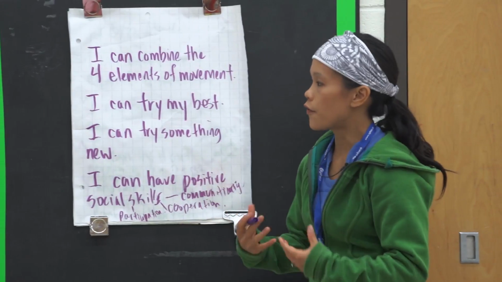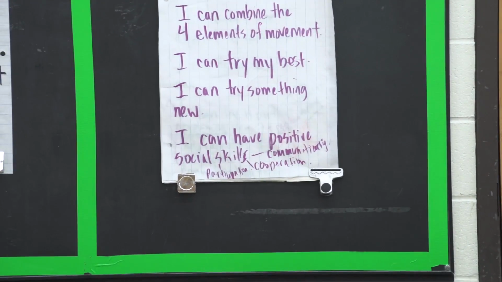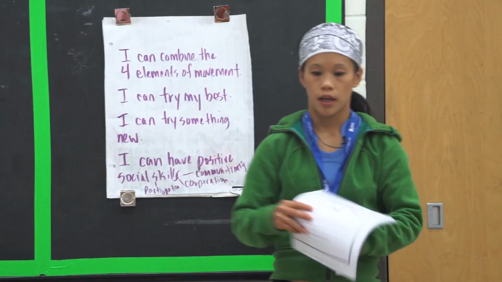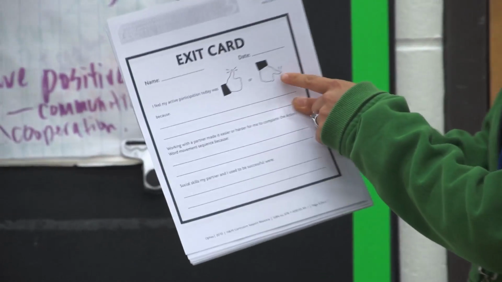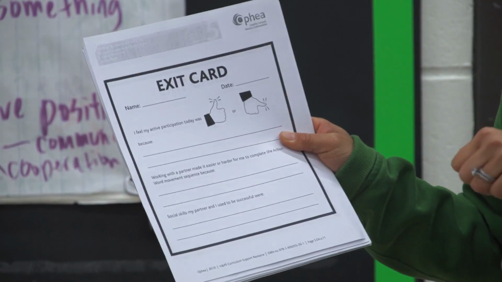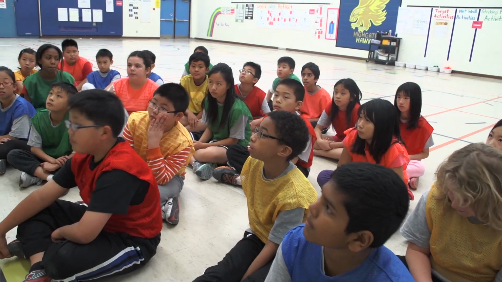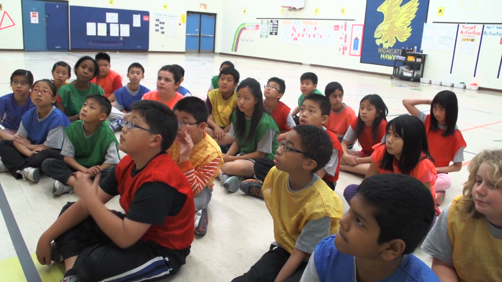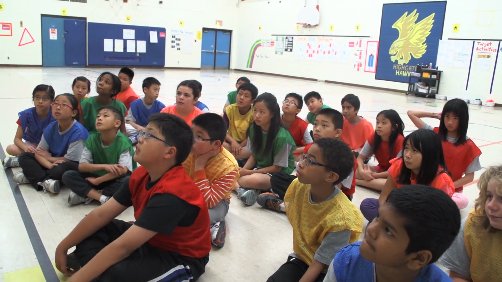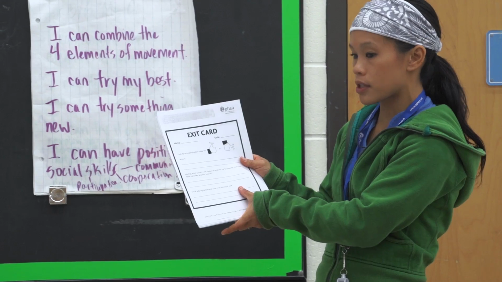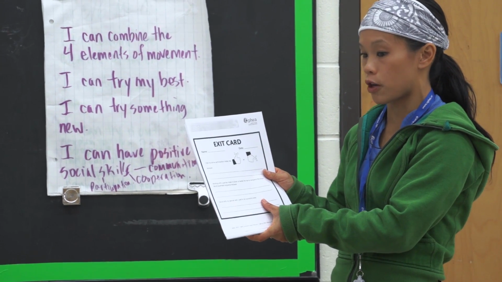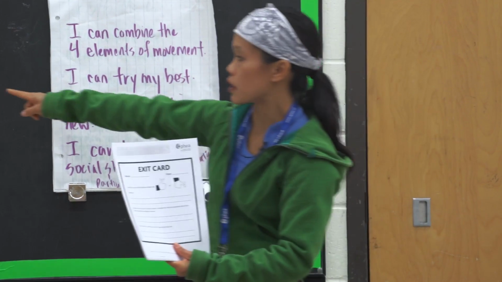Excellent. To finish this lesson, I'm going to give each person an exit card. I want you to circle how you feel about yourself participating today. Thumbs up or thumbs in the middle, and tell me why. The second question is, when working with a partner, was it easier or harder for you to complete the action word movements? What were some social skills that you used with your partner that made it successful to explore different ways to move?